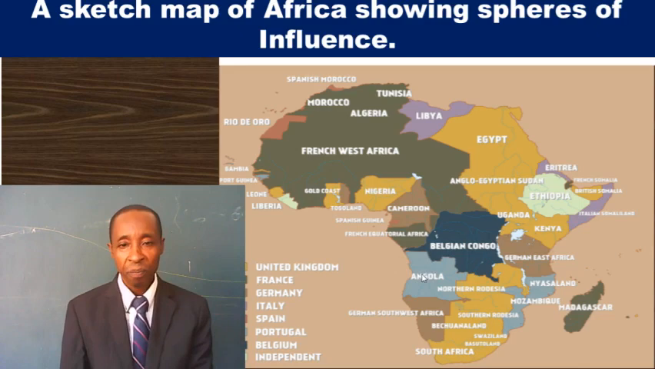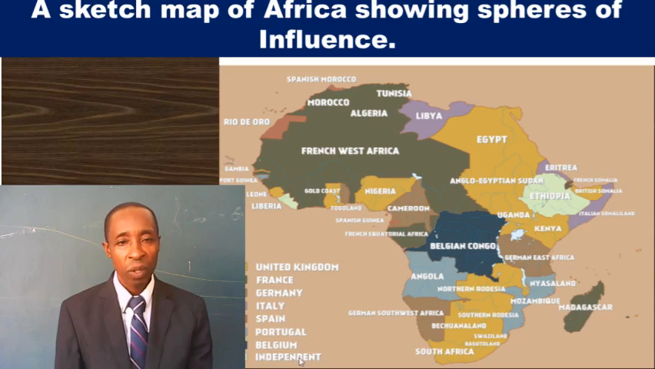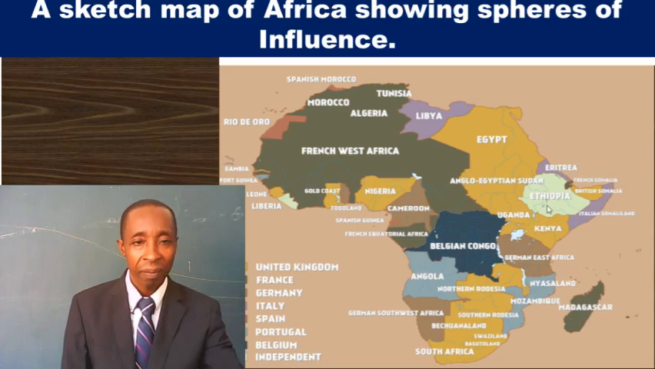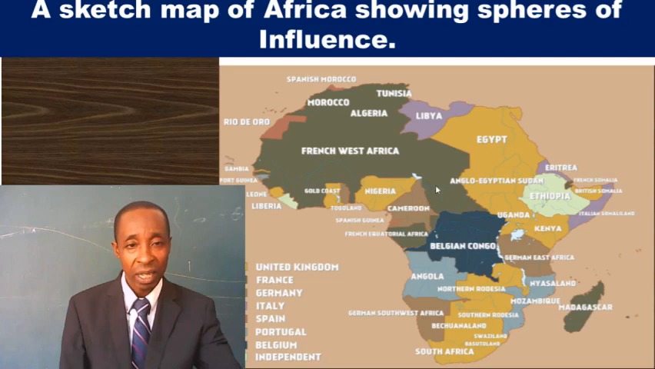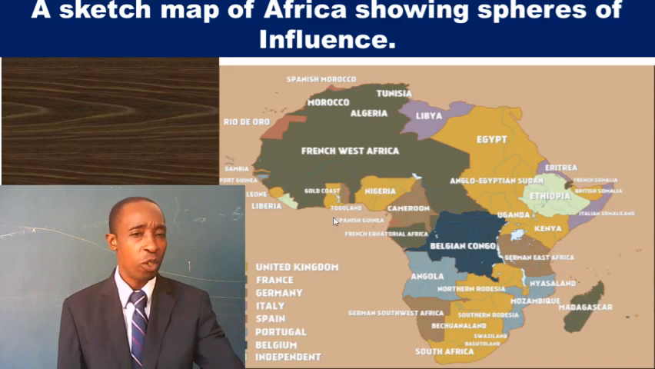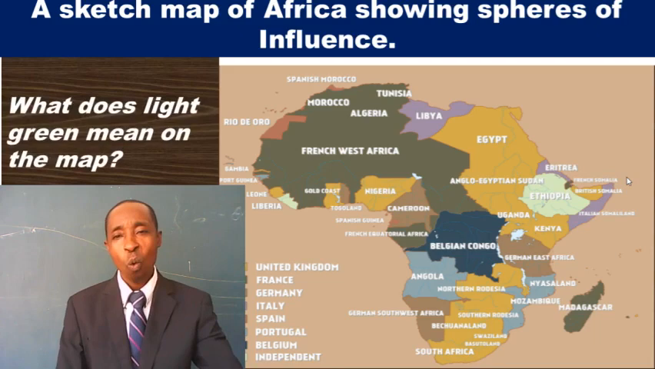Now, there is the word there, independent. I hope you have seen the word independent. The word independent is connected with the color green, and we can see Ethiopia, we can also see Liberia over there with the word independent. What comes in your mind when you see that? Let me perhaps use a question. The question is, what does light green mean on the map?